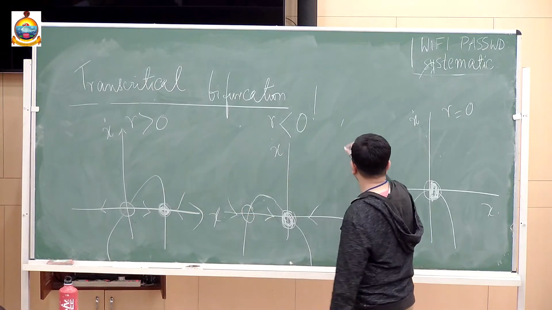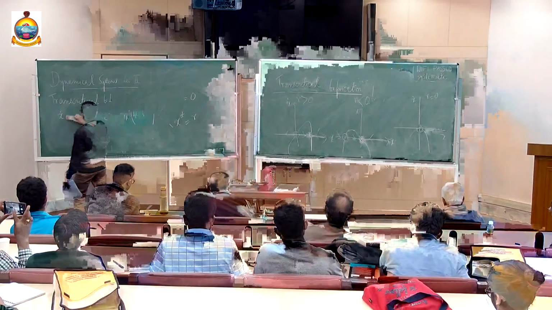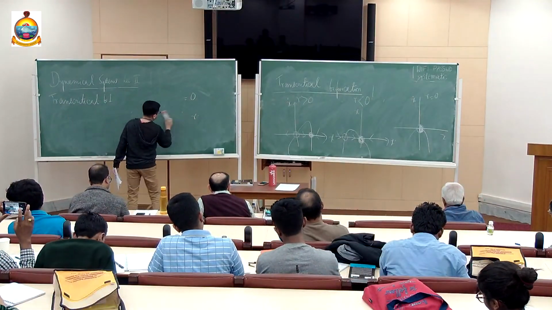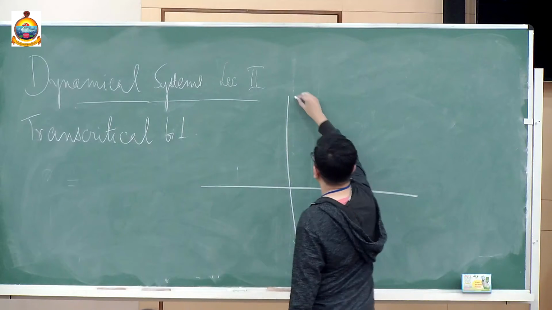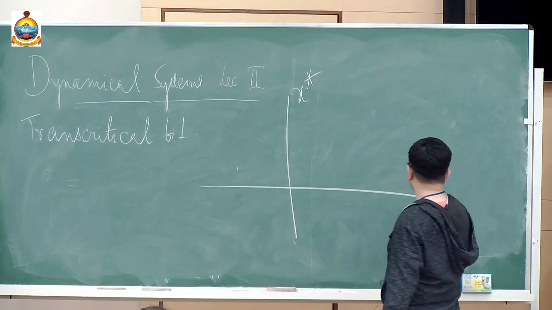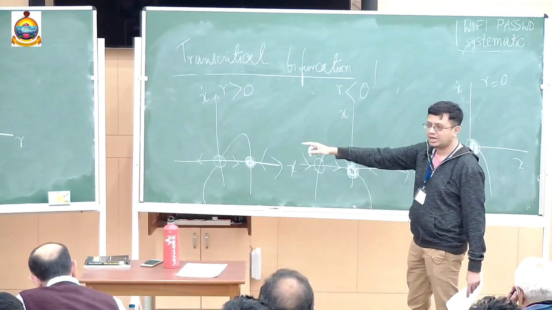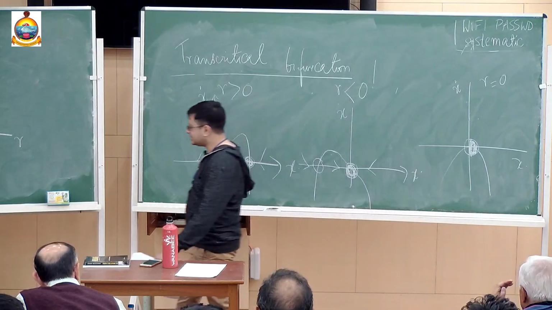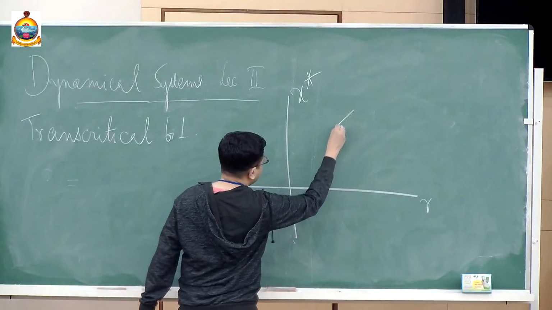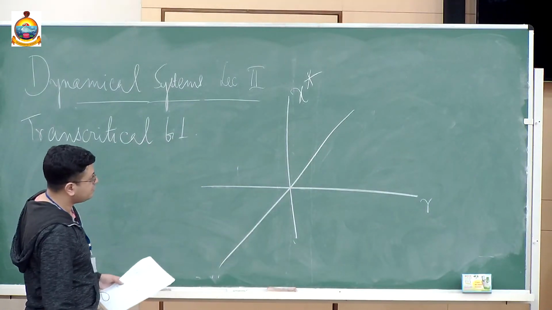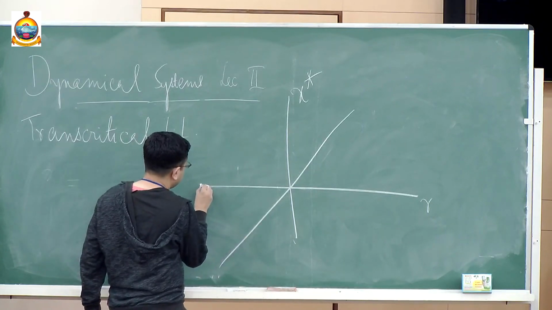And now if I draw the same figure that I had drawn previously, namely x star as a function of r, the bifurcation diagram. What will be the bifurcation diagram for a transcritical bifurcation? So what I have to do is plot x star as a function of r. I know that there are two kinds of fixed points, x star equal to r and x star equal to 0, right? So x star equal to r is this line, x star equal to 0 is this line. Now I have to denote which one is stable and which one is unstable. Let me just draw it.